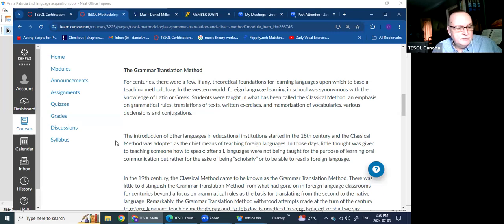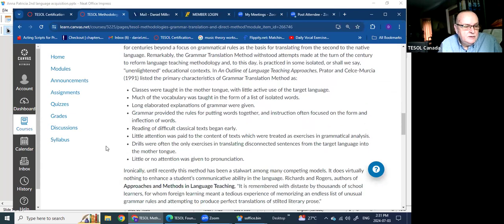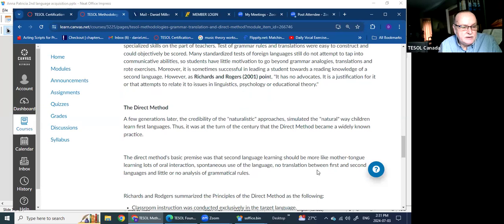And the classical method, which it was also known as, was adopted by many educational institutions, especially in Europe, until the 19th century. And at that point in time, a new method called the direct method came along. The direct method at the end of the 19th century and beginning of the 20th century, so the turn of the 20th century, became widely used. And the direct method is very much like the manner in which young babies learn their first language. It's very, very much a direct learning process.